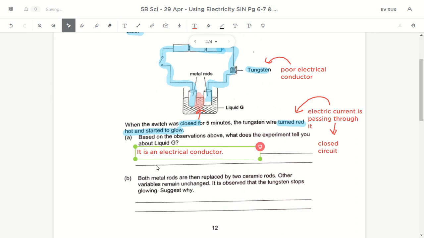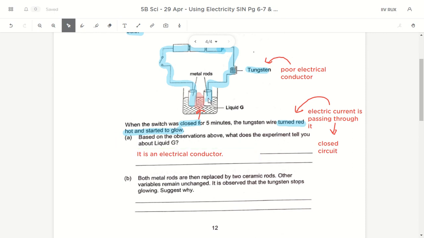So once again, let me explain how I know that it's an electrical conductor. Because when I close the circuit, I know that electric current passed through the circuit because the tungsten wire became red hot and glowed. If there's no electric current passing through the tungsten wire, it won't turn red, it won't glow like your light bulb. So once I close the circuit, I know there is a complete circuit, a closed circuit. Which means that the electric current can pass from one rod to the other rod through the liquid G. Since electric current can pass through liquid G, liquid G must be an electrical conductor.